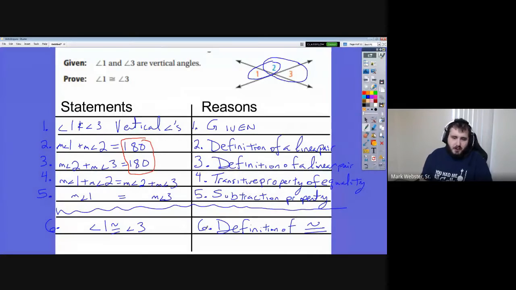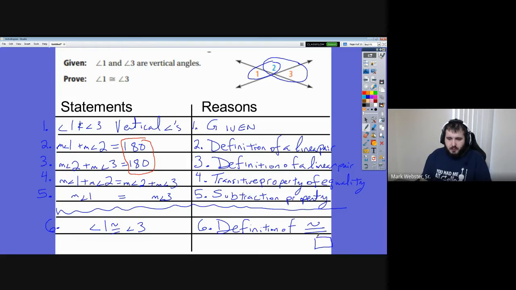That's what it means to be congruent. So now let's go back. Did I show all of my steps? Yeah. Did I give a reason for each step? Yeah. So am I done? I sure am.